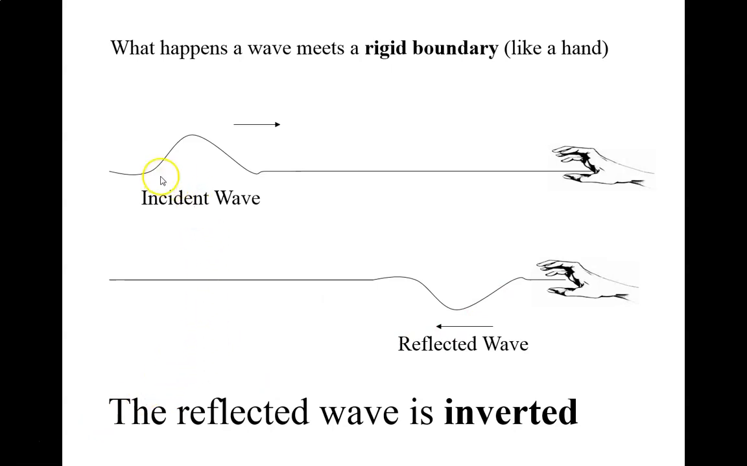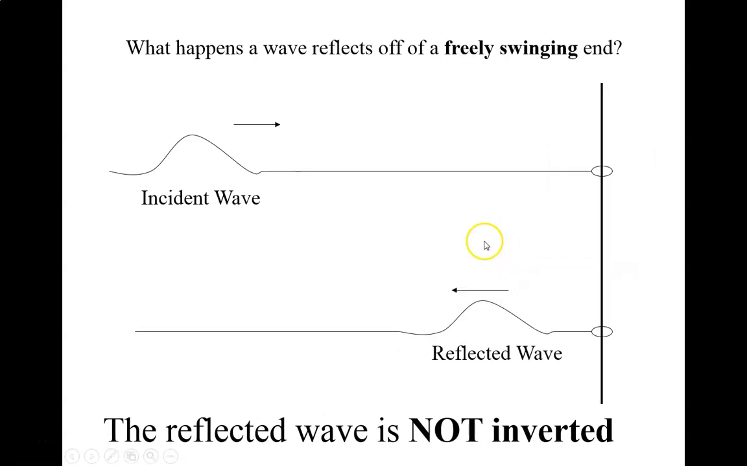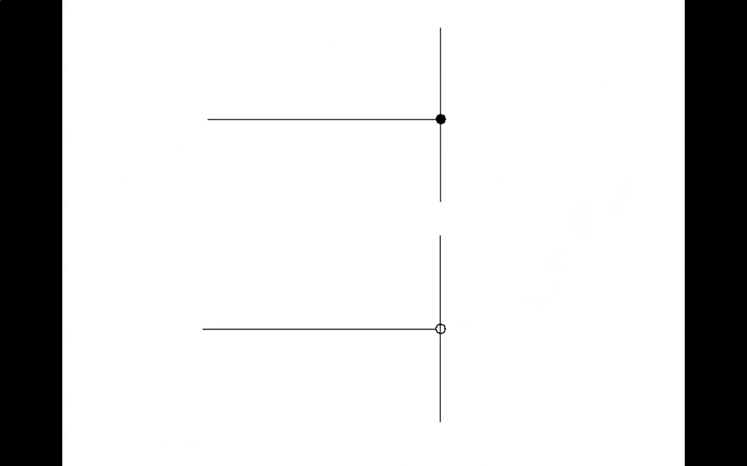so when a wave or a wave pulse meets a rigid boundary, which means a boundary that cannot oscillate up and down, that reflected wave pulse is flipped or inverted. Okay, so rigid means flipped. Okay, as opposed to a freely swinging end. So here we've got a loop, and the rope can go up and down with the wave. When a wave reflects off a freely swinging end, it is not inverted. So those are two things that I would know about that.